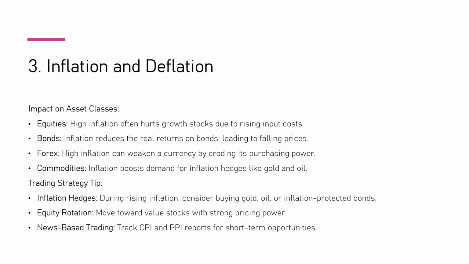Inflation and deflation play a crucial role in shaping market conditions, impacting different asset classes and trading strategies. High inflation tends to hurt growth stocks by increasing costs, while it boosts demand for commodities like gold and oil, which act as hedges. Bonds often decline in value during inflationary periods as real returns shrink, while forex traders monitor inflation's effect on currency strength. To navigate these market shifts, traders may rotate into value stocks, seek inflation hedges, or capitalize on short-term opportunities by tracking CPI and PPI reports.